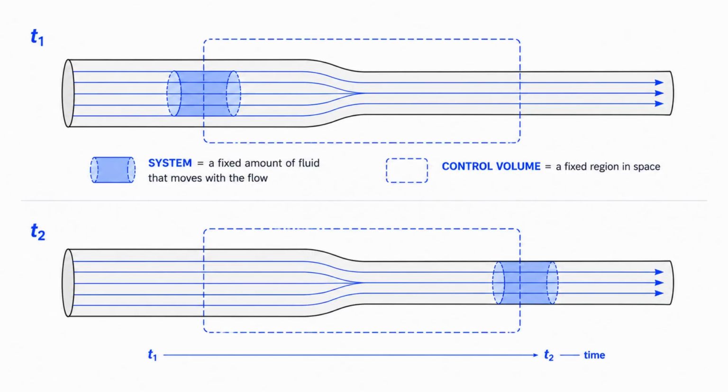The difference becomes clearer when we compare the system and control volume over time. At the first moment, the highlighted system is located inside the control volume. Now, allow a small amount of time to pass. The control volume stays in the same location. The system, however, moves downstream with the fluid. The two regions may initially overlap, but they do not continue moving together. The system follows the matter. The control volume observes a location. Reynolds Transport Theorem provides the relationship between these two perspectives.